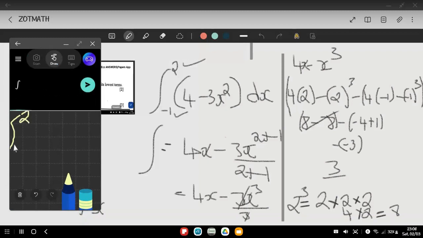Okay, so let's see what we are going to have. We had 4 minus 3x squared. Let's hope you're able to see my screen.